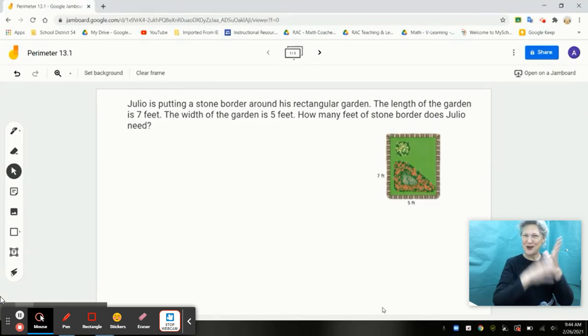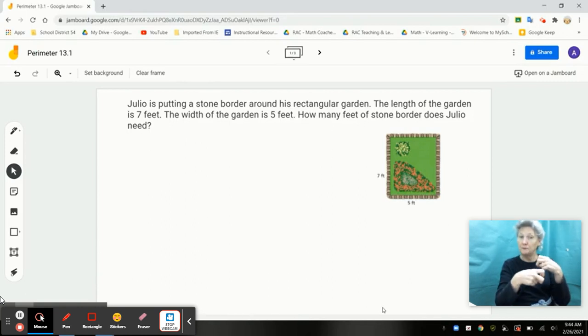Well, today we'll use what we learned about perimeter in third grade to help us utilize another strategy to find perimeter. Who can remind me what perimeter means? That's right, perimeter is the distance around a shape. The distance around a shape. Well, let's take a look at our first problem.